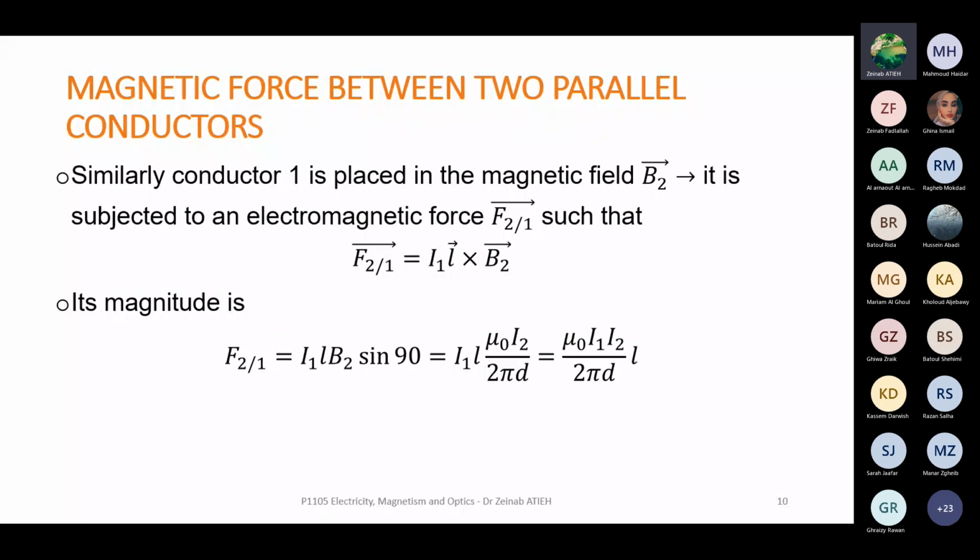If we do the same for conductor 1, we say conductor 1 is placed in magnetic field B2, and this B2 is coming from wire 2, so it is subjected to a force F2 on 1 equals I1 L cross B2. If you do the same, you will get the same magnitude of the force. So the conclusion is that the two forces have the same magnitude and are an action-reaction pair.